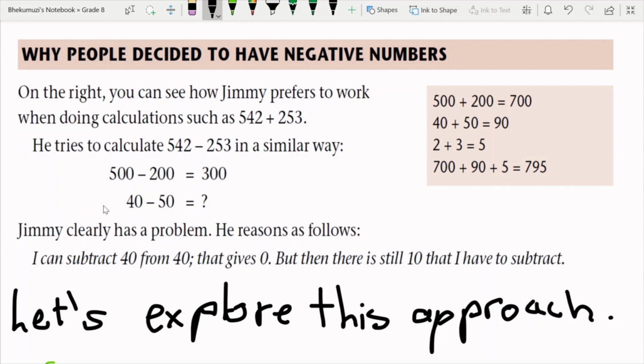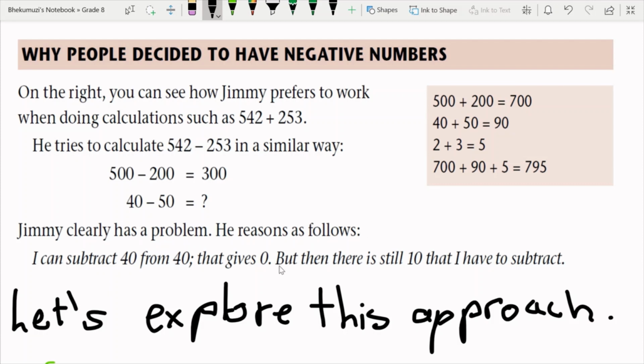You do find what 500 minus 200 is, which is 300. But now the issue is going to be when you say 40 minus 50. And when we say 40 minus 50, it does not give us a positive number. It doesn't give us a whole positive number that we are used to finding, right? Which would be 10, 15, and so on. So Jimmy clearly has a problem, and he reasons as follows.